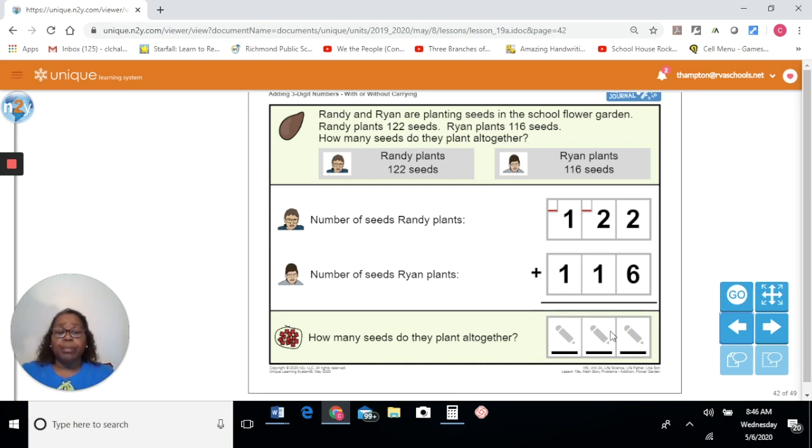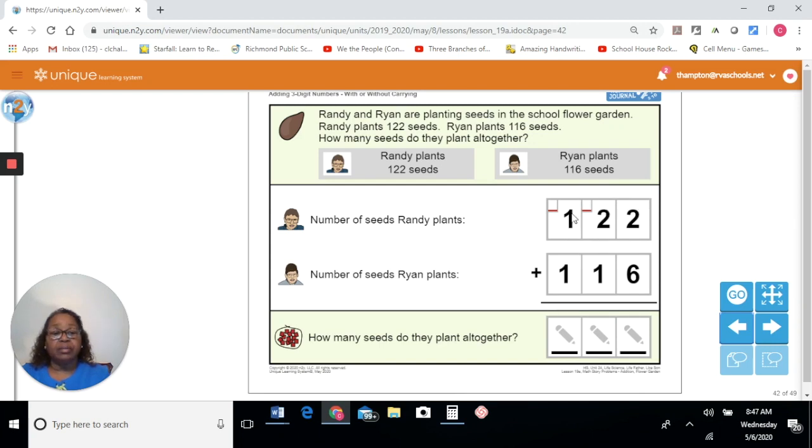So let's read our problem and make sure that our problem is set up correctly. And then we'll go to solve the problem. The problem reads, Randy and Ryan are planting seeds in the school flower garden. This is a little seed. Randy plants 122. Look at that number, 122.